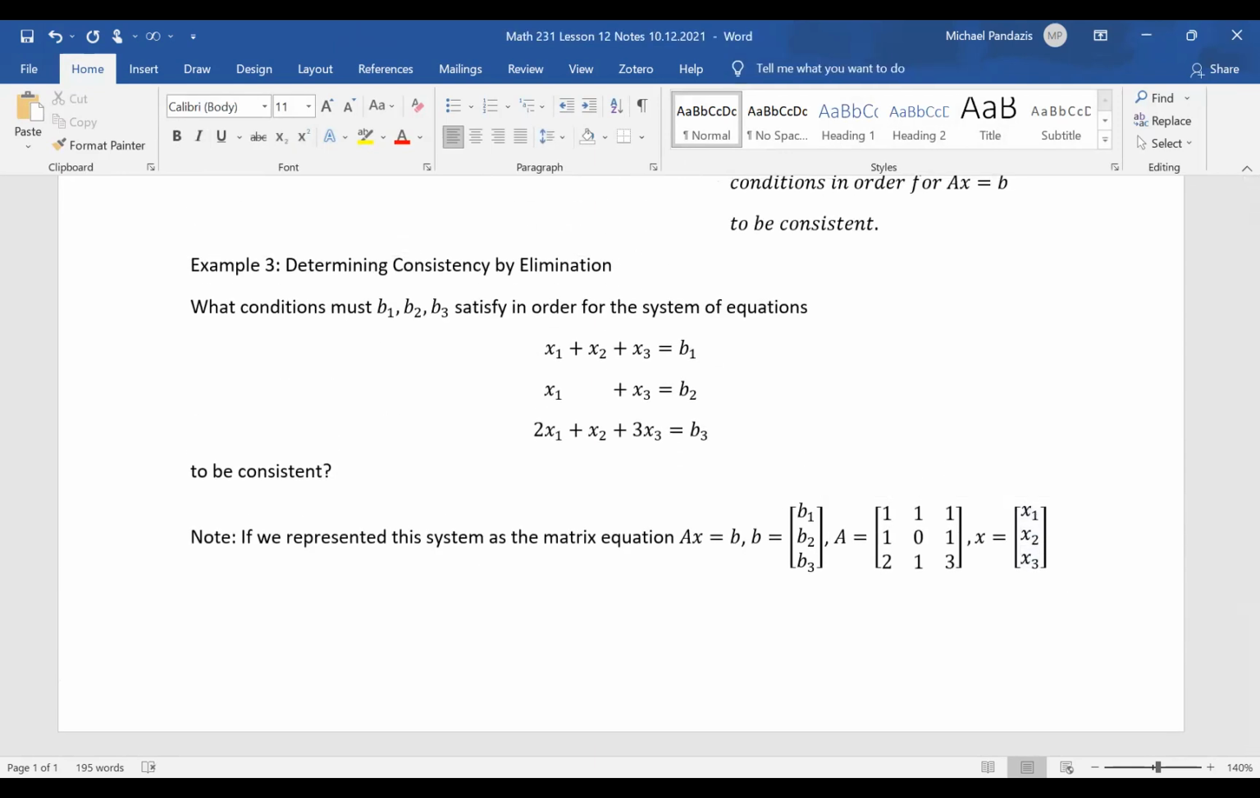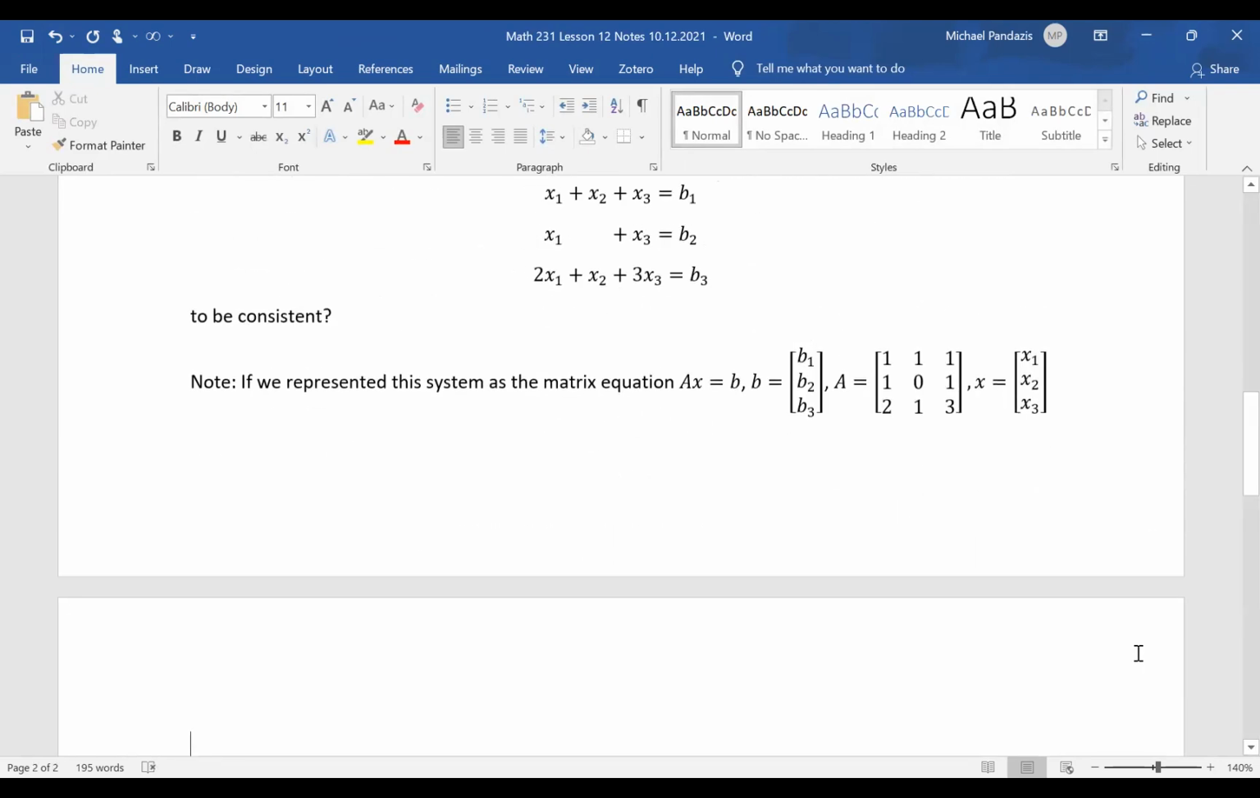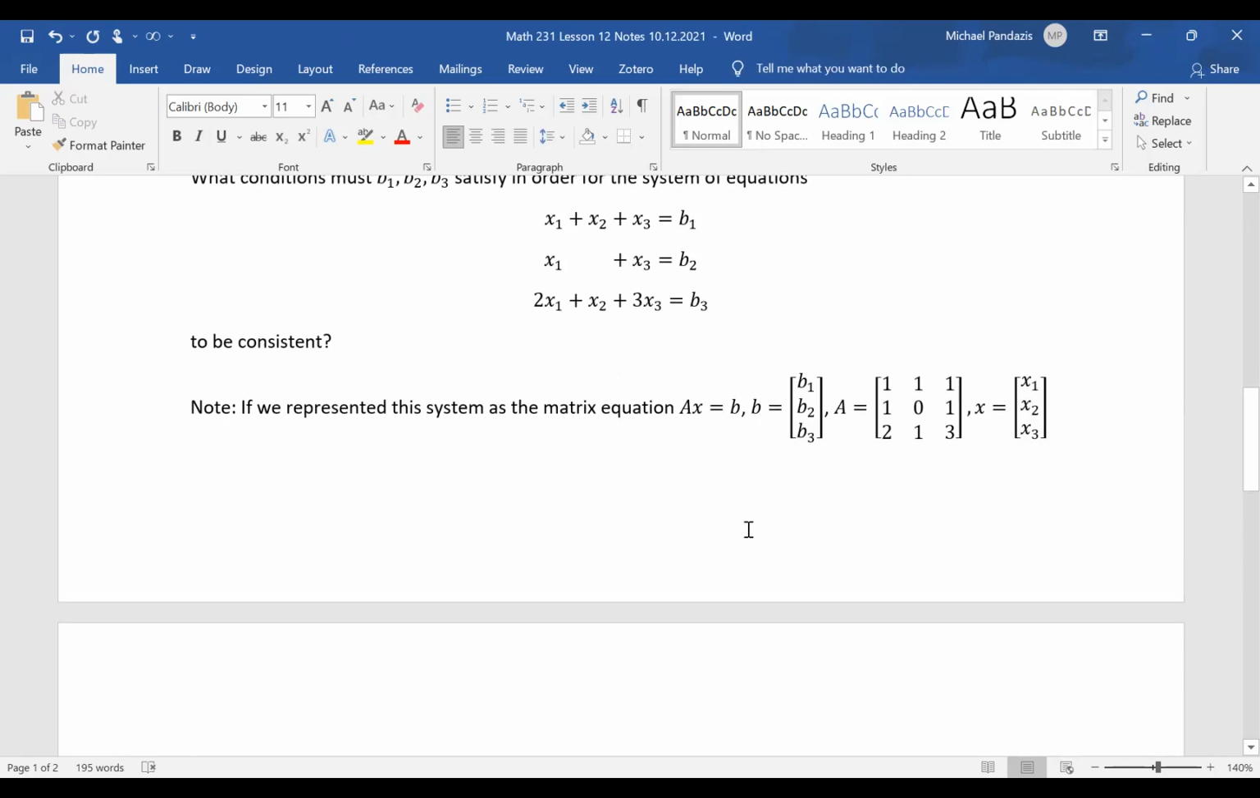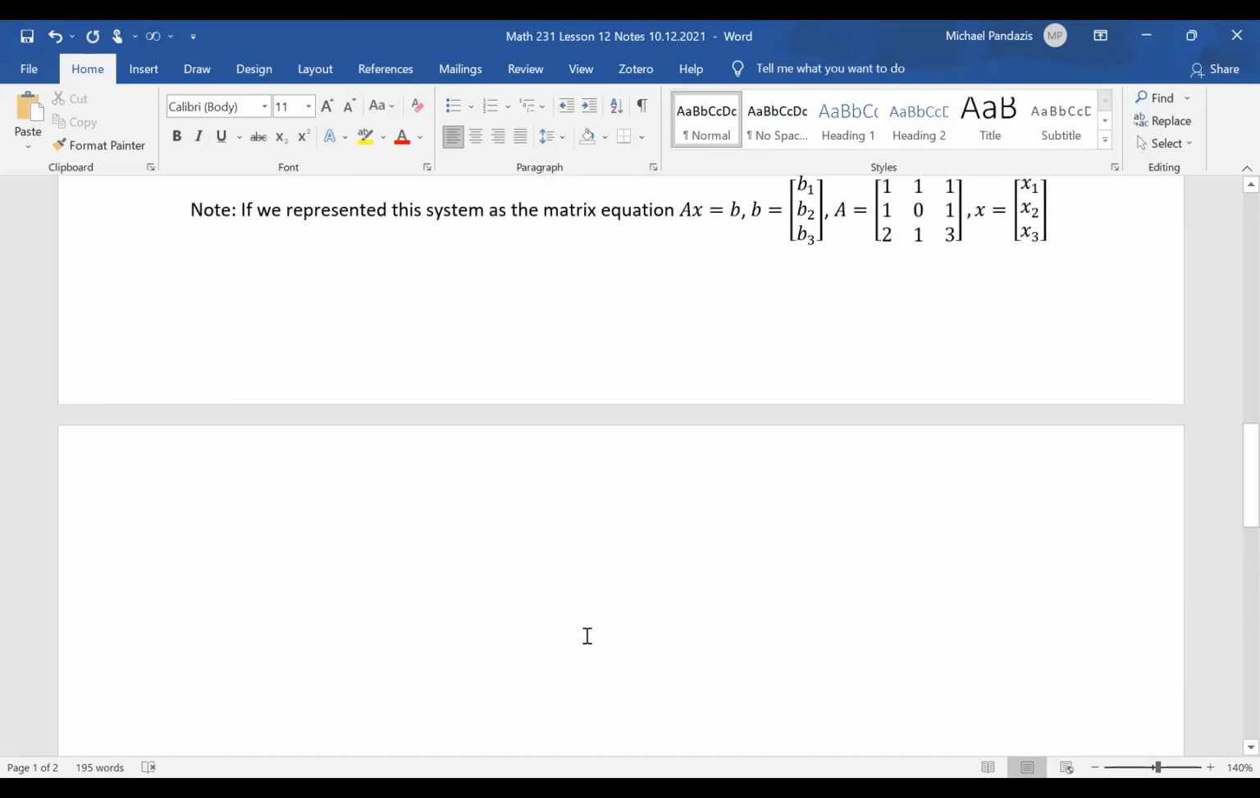Okay, so that's B, that's A, and that's X. If you do this matrix times this one, you'll get x1 plus x2 plus x3, x1 plus x3, 2x1 plus x2 plus 3x3, and that'll equal this. You can think about it and do the multiplication to remind yourself how that works.